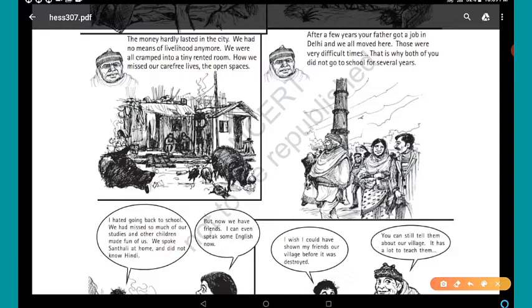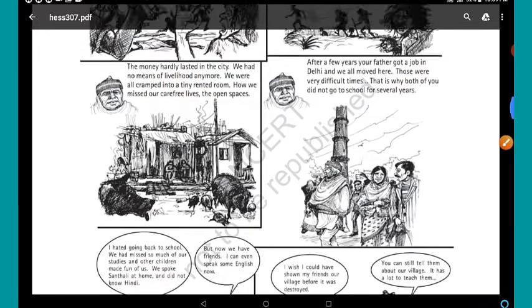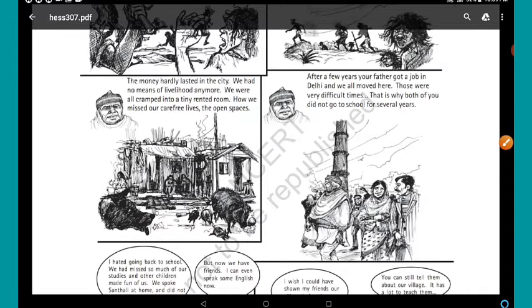We had no means of livelihood anymore. We were all cramped into a tiny rented room. How we missed our carefree lives, the open spaces. They completely missed because their land was taken away. And then, after a few years, your father got a job in Delhi and we all moved here.